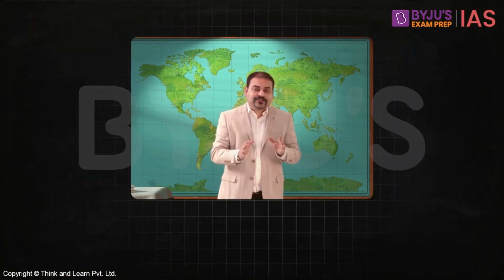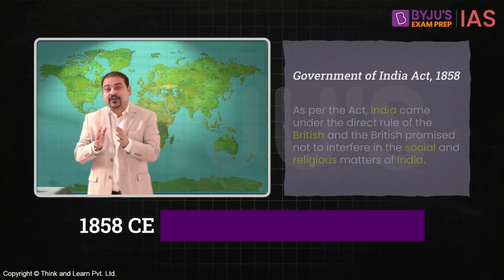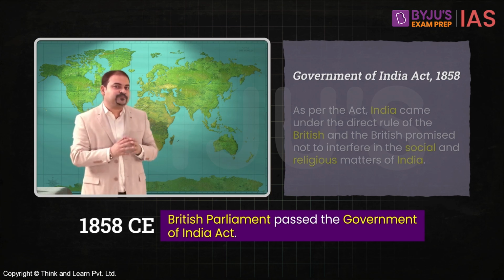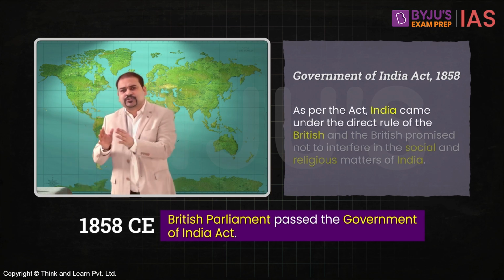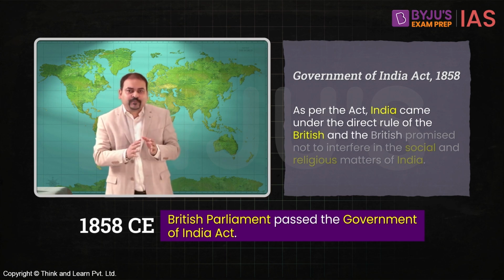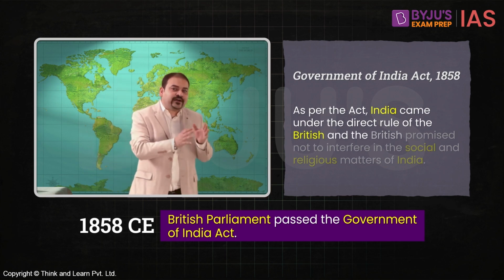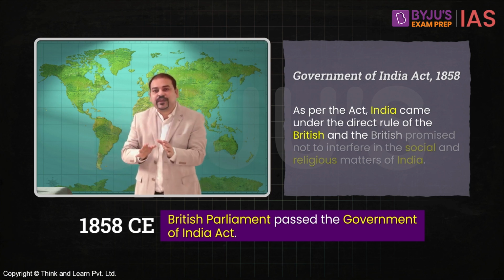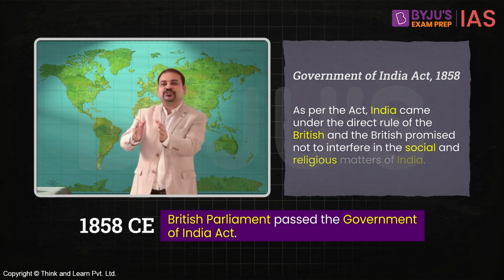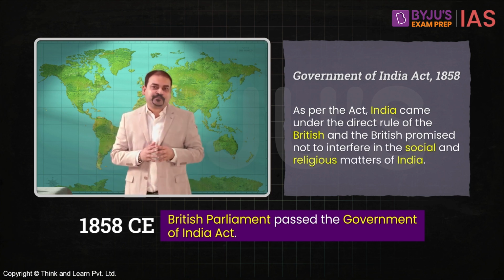After 1857, the British Parliament understood the importance of reinforcing its control in India. Hence, in 1858, the Government of India Act was passed. As per the Act, India came under the direct rule of the British, and as a promise, the British Empire agreed to remain strictly impartial and not interfere in social and religious matters of India.